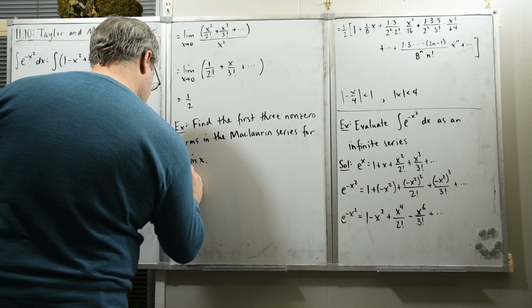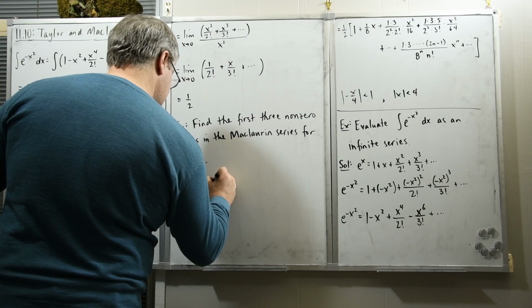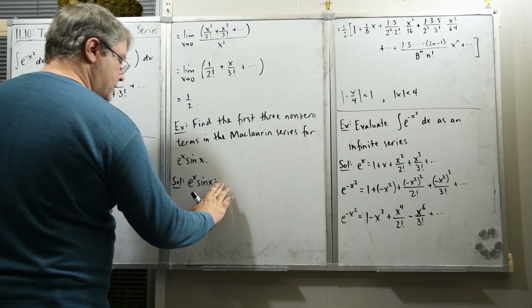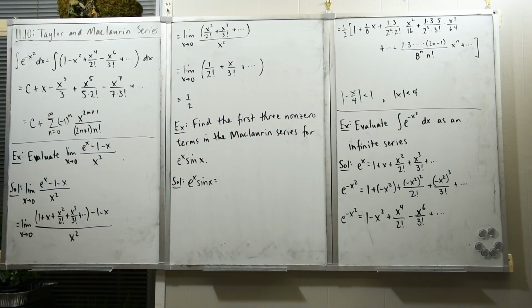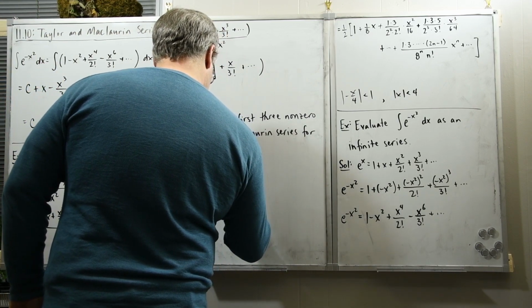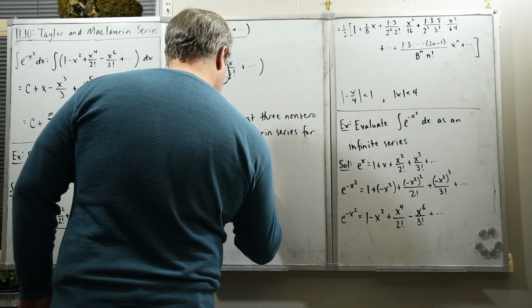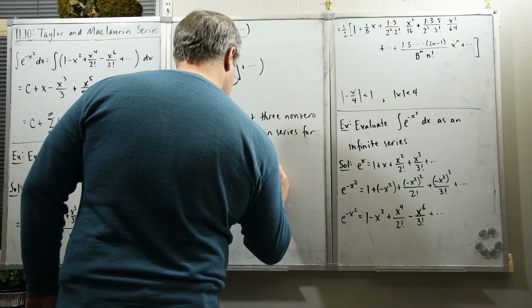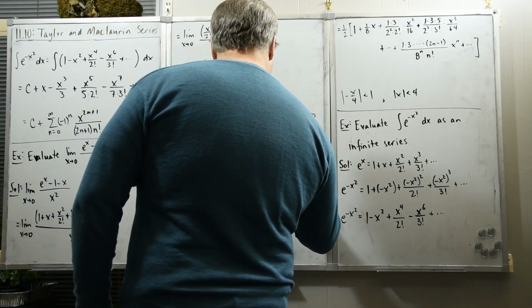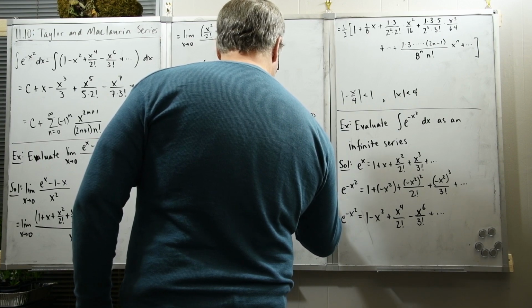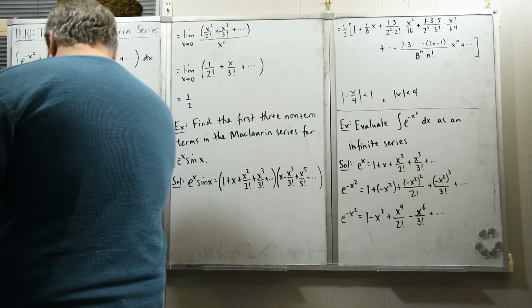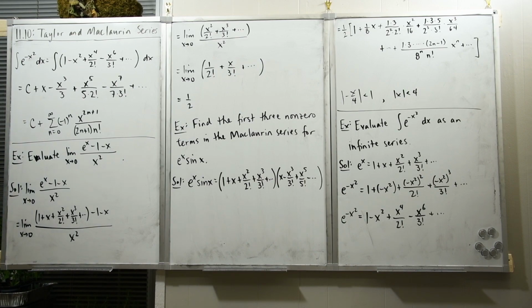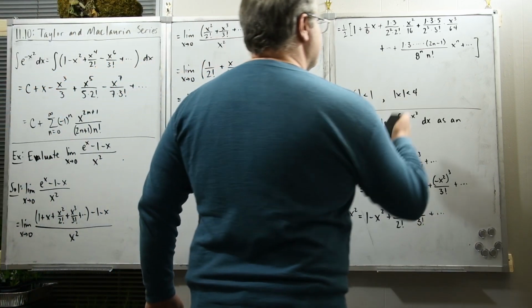Well, if you take a look at e to the x times sine x, first off, this e to the x we already have a representation for. In fact, I used it over here in the previous example. So we're going to have 1 plus x squared over 2 factorial plus x cubed over 3 factorial and so forth. And then our sine of x will have x minus x cubed over 3 factorial plus x to the 5th over 5 factorial and so forth. And once again, I'm wanting the first 3 non-zero terms in this Maclaurin series.